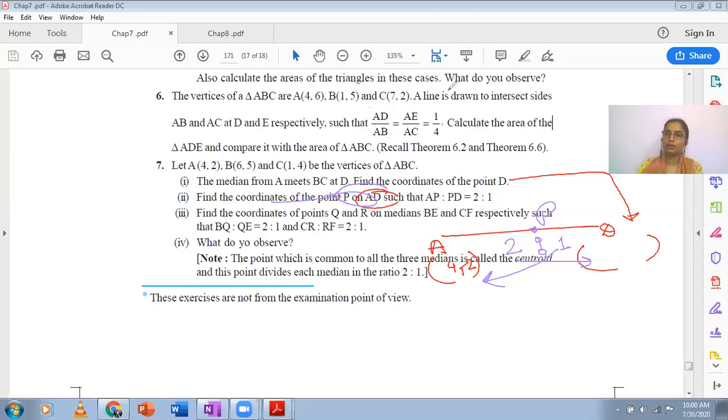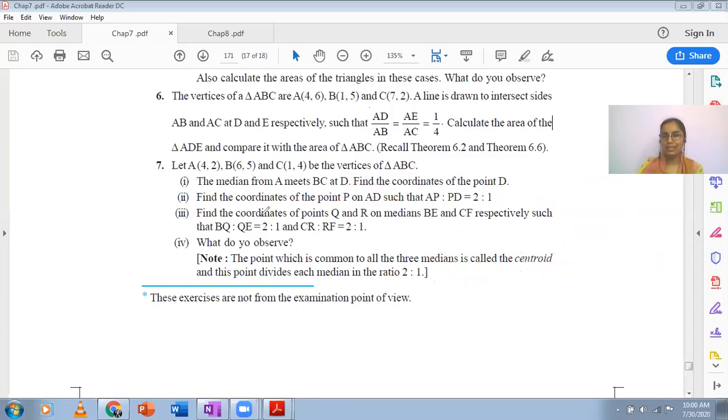All right. Then further they are saying find the coordinates of Q and R on medians BE and CF respectively such that we have the same ratio. Now what do you have to do? Earlier, the median you drew was drawn from A. If we draw medians from the other two vertices as well, what will happen in that case? Let's just do it over here.